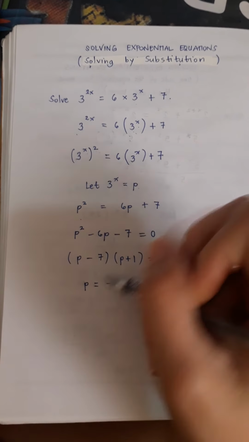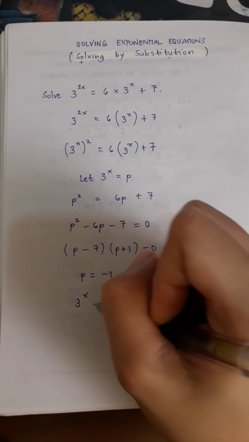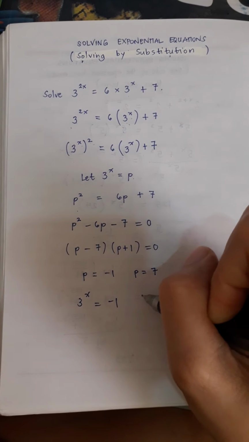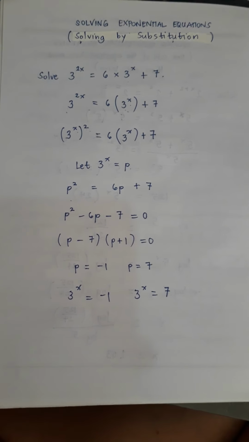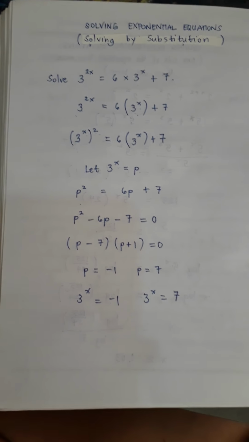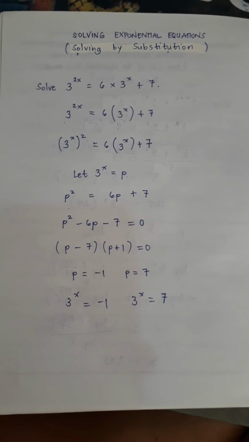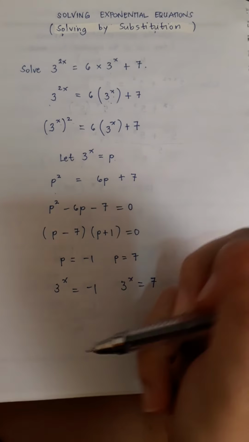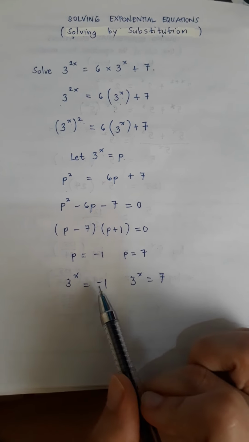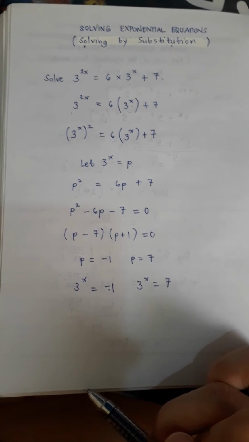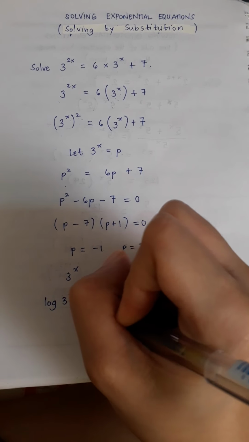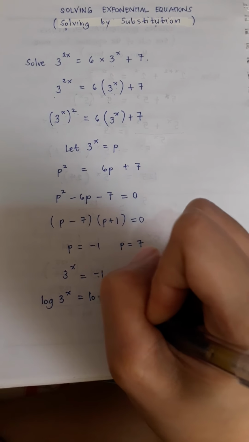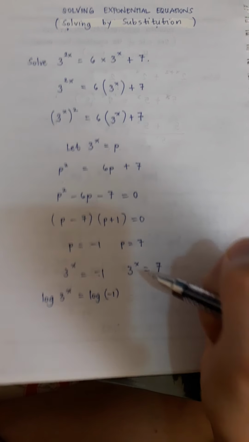That means 3 to the power of x is negative 1 and 3 to the power of x is 7. Again, how do we solve equations like this? We use logarithms. I will express both sides as logarithms to base 10. So this will be logarithm of 3 to the power of x to the base 10 is equal to the logarithm of negative 1 to the base 10.